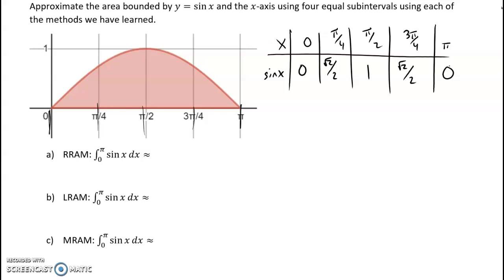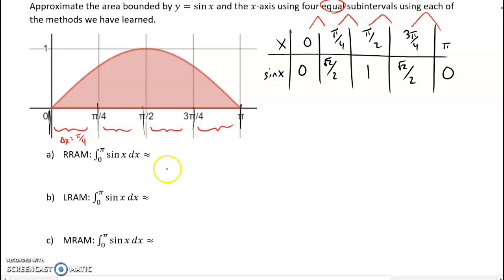For example, with the RRAM, we're going to take our delta x value. Our delta x value is going to be the same for each of these, right? The distance between each one of these is the same. This distance right here is pi over 4. Same as this distance, and this one, and this one, for equal subintervals. So delta x, or pi over 4, is going to be the base of each one of these rectangles.